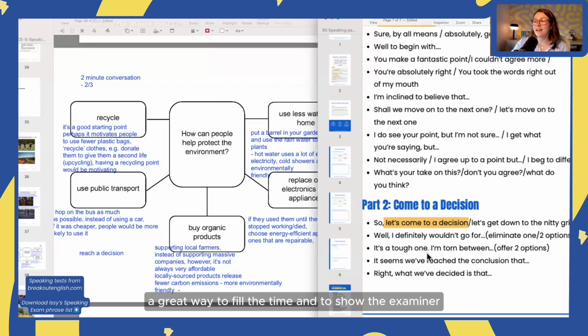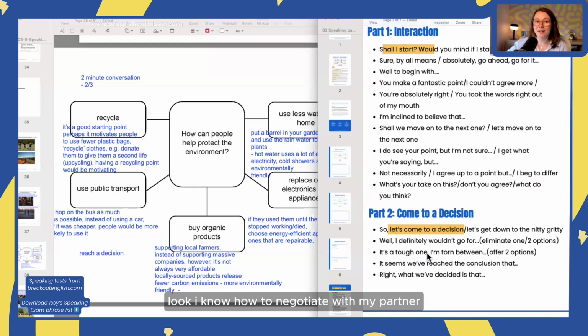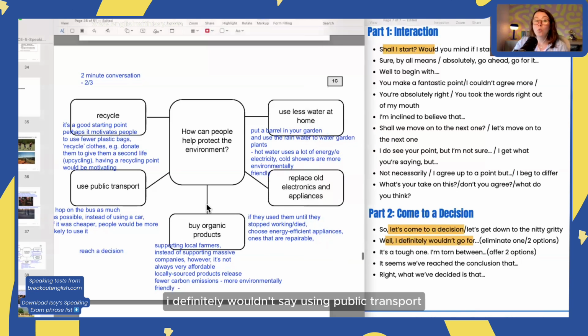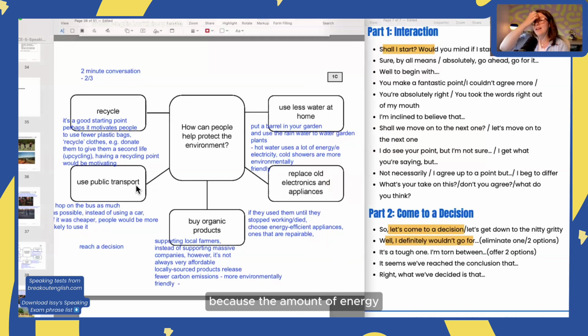So a great way to fill the time and to show the examiner, look, I know how to negotiate with my partner, is to choose 2 points or choose 1 point that you definitely wouldn't choose. So if the examiner says, which one do you think is not important? You might say, well, I definitely wouldn't say using public transport because the amount of carbon emissions that using cars releases into the atmosphere is just catastrophic. So you've made it clear, look, I don't think it's this one for this reason. You're starting to eliminate the points.